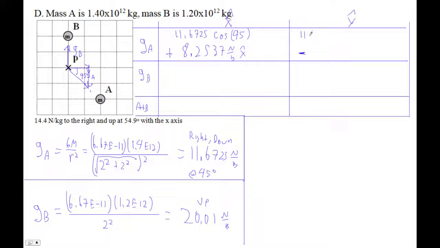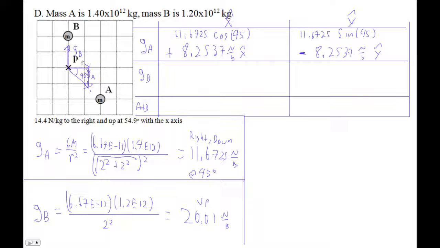And of course, this will be 11.6725, since it's the opposite side, it'll be the sine of 45. But that doesn't really matter. It's still 8.2537 newtons per kilogram, and that's in the y direction.